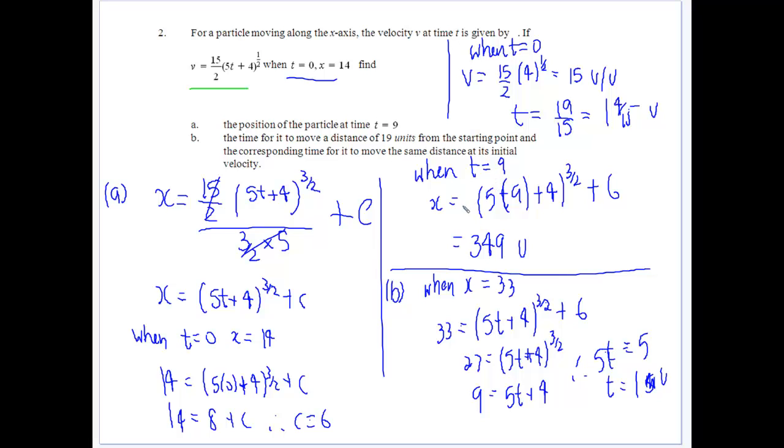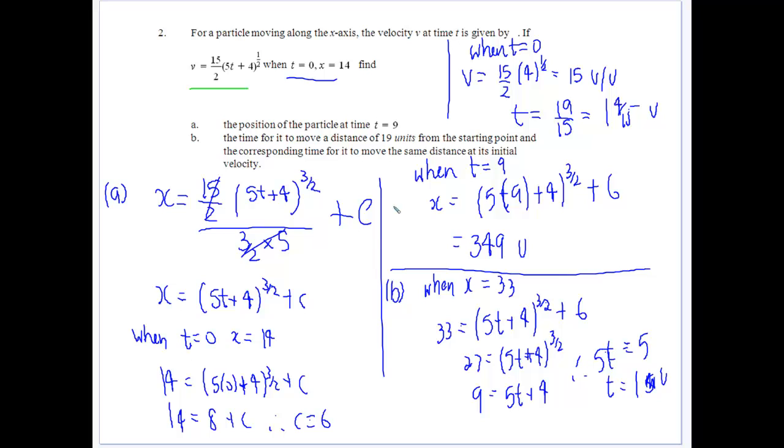So when t is equal to 9, we're able to put in 9 there, and it gives us 349 units. And part B: from the time of moving a distance of 19 units from the starting point, find the corresponding time for it to move the same distance in the initial velocity direction. So for that, we get when x is equal to 33.